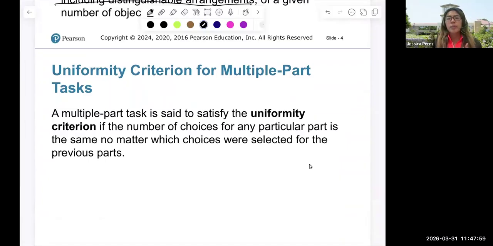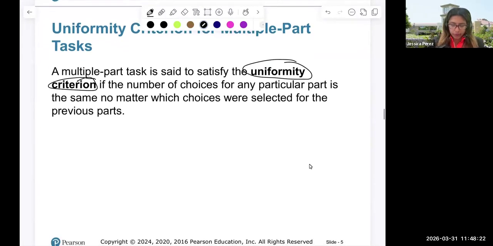When you're given a multi-part task, it's said to satisfy the uniformity criterion. So what is that uniformity criterion? If the number of choices for a particular part is the same, no matter which choices were selected from previous parts, then order will not matter. It doesn't matter what the choice from the previous part was. So it's a uniform criterion.